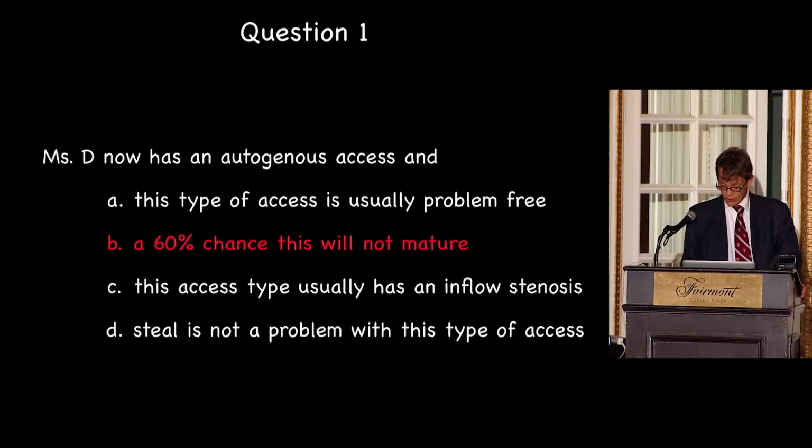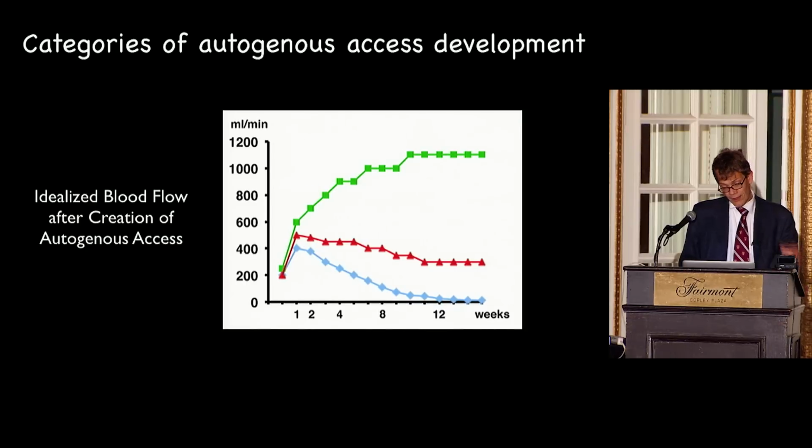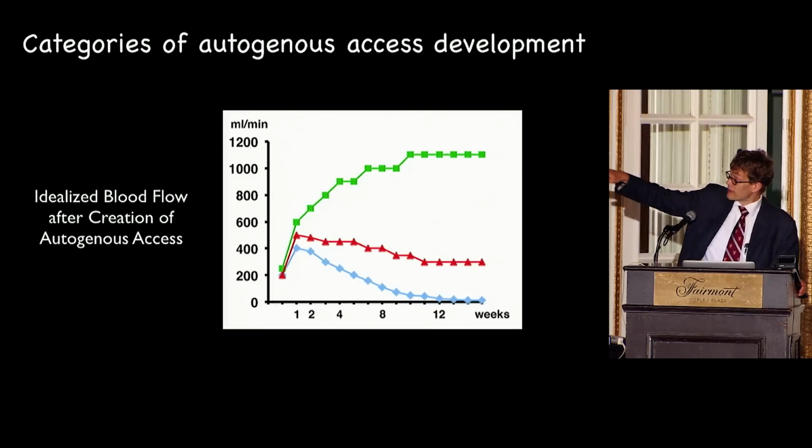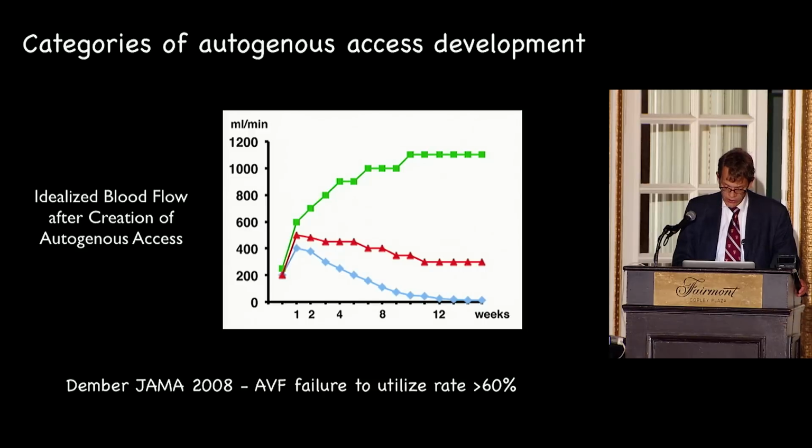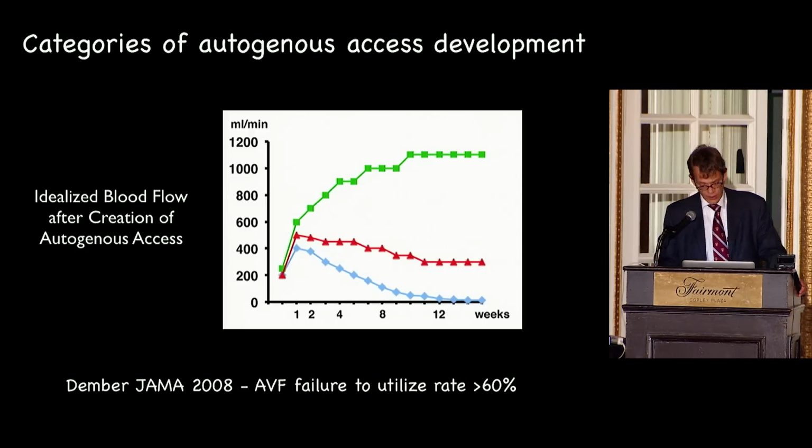So is there a 60% chance that this type of access will not mature? Well, if you look at all accesses that are created, then there are some that will progress along the green line. Flow goes up and they go into a range where they're used, or they go to this red line where there's some flow, but then something happens and they meander along, and they're really never usable unless you do something. And then there's a third group where there's some flow initially or very shortly, and then they go away. And it turns out that in the largest randomized controlled study, the Dialysis Access Consortium fistula study in 2008, 63% of fistulas never got to that green line.